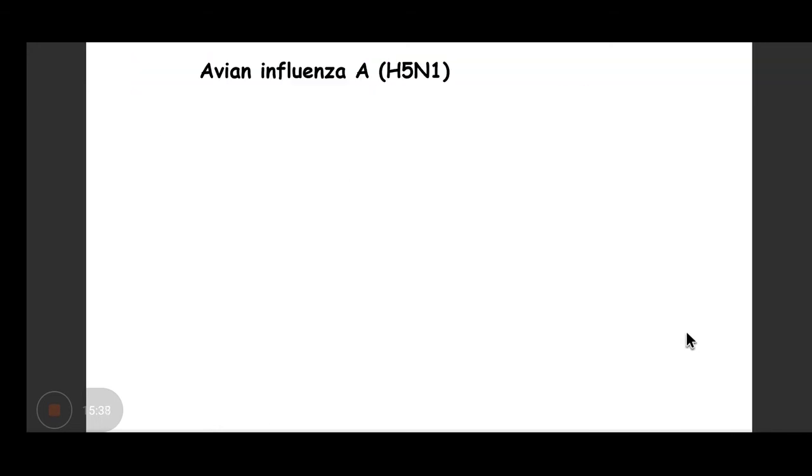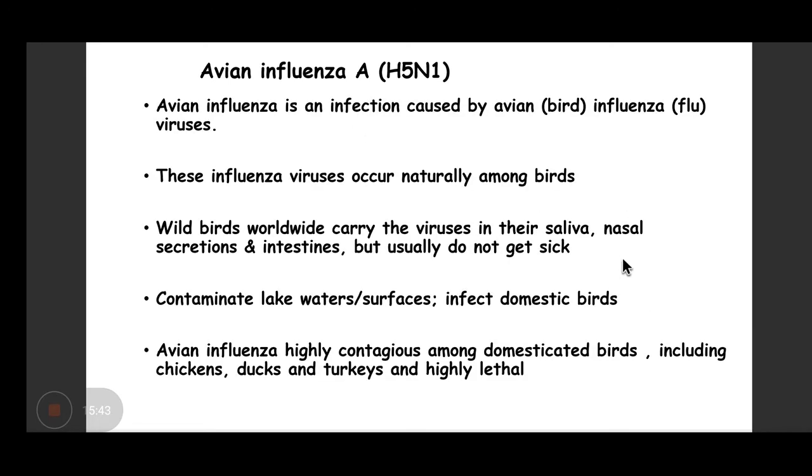Now coming to the avian influenza, which is H5N1. It causes infection in birds, particularly wild birds, and in fact, in wild birds it is commonly present in their saliva, nasal secretions, and intestine without causing them any disease. But when this avian influenza A virus comes in contact with domestic birds, it causes infection in domestic birds.